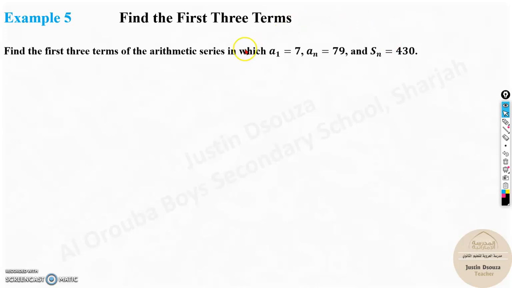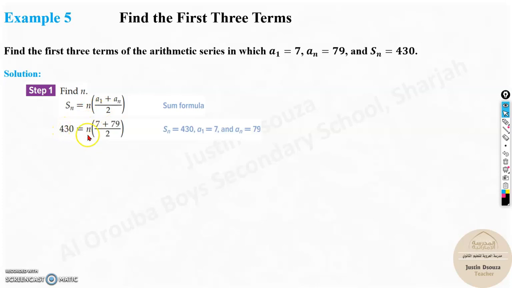Now from this given information, what can you find? You can find n because we have this formula over here. Sn equals n times a1 plus an, divided by 2. So substitute all known values and you'll get n. So 430 equals n times 7 plus 79, divided by 2. Solve it, you will get the answer for n, that is 10.